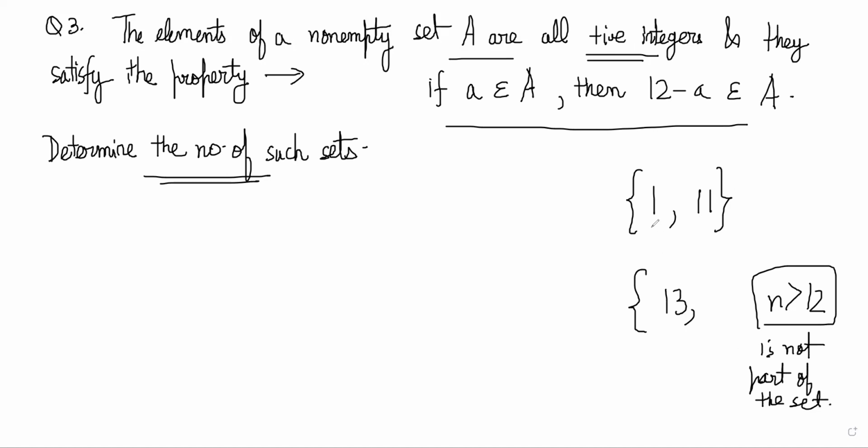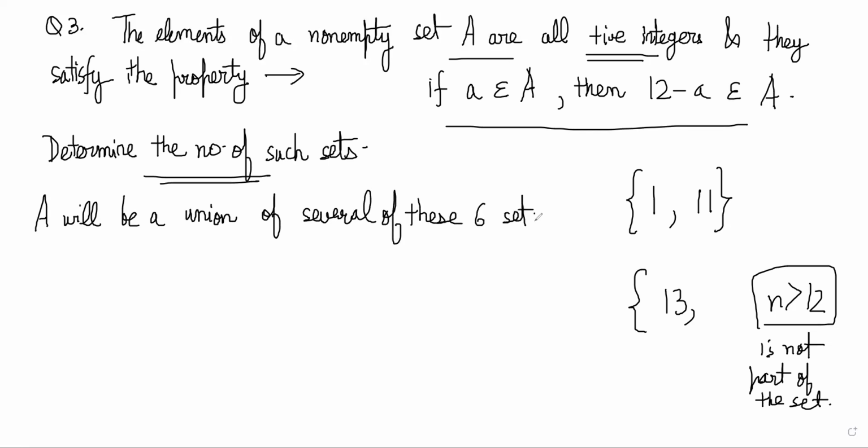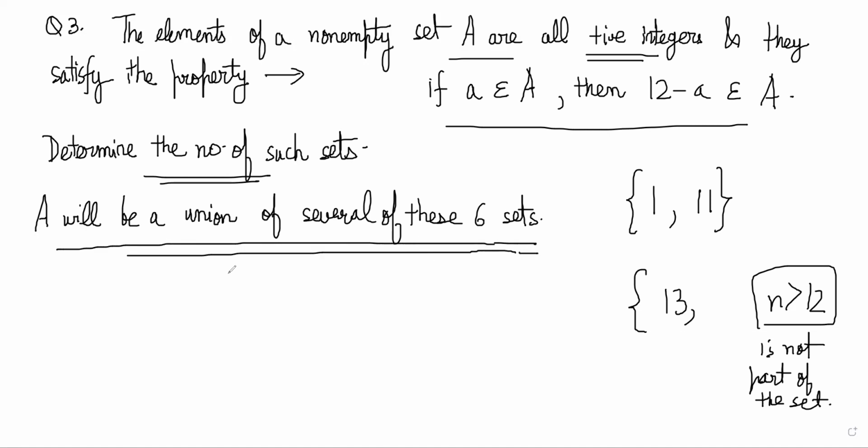So now basically you have to take numbers from 1 to 12 in such a way that you should never have a situation where one of the elements is there and the complement from 12 minus A is not there, right? So after you think about it a little bit, you should realize that A will simply be a union of these 6 sets. A can be formed by the union of one or several of these 6 sets.